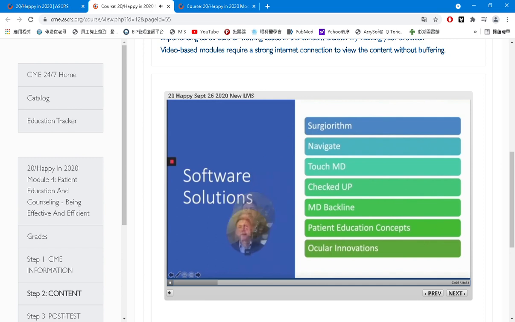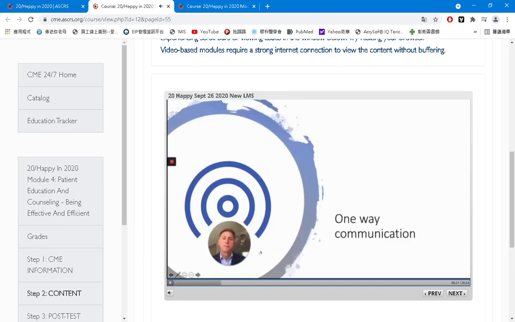Here's just a few, to name a few. We've got Surgery Rhythm, Navigate, TouchMD, Checked Up, MD Backline, Patient Education Concepts, Ocular Innovations, all these new technologies that can help you throughout that education process with your patient. Like I said, in the past, there are a lot of one-way communication technologies out there. In the past, it's all we relied on, but there are still some great options there.